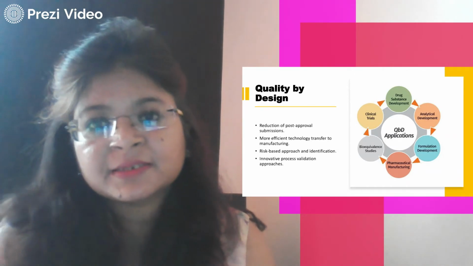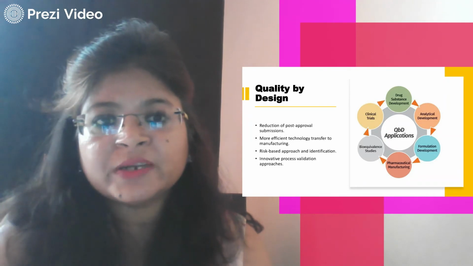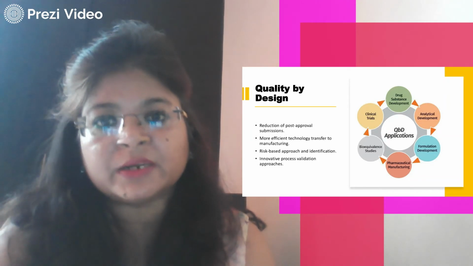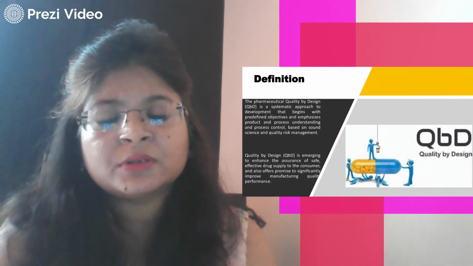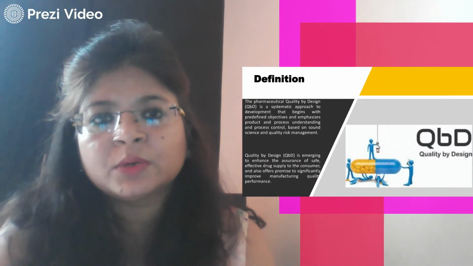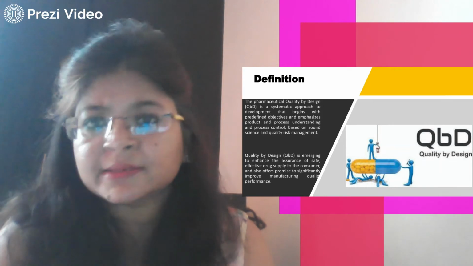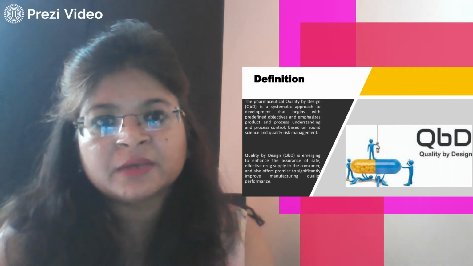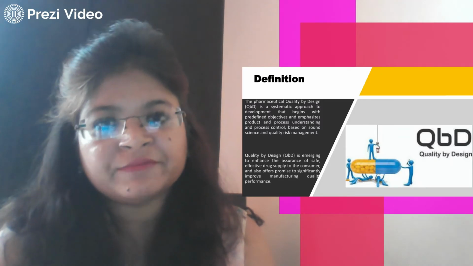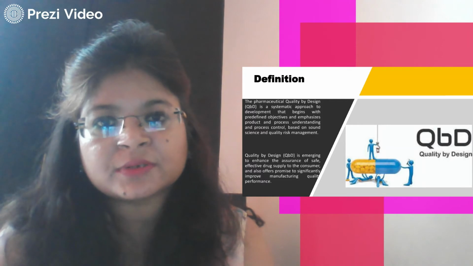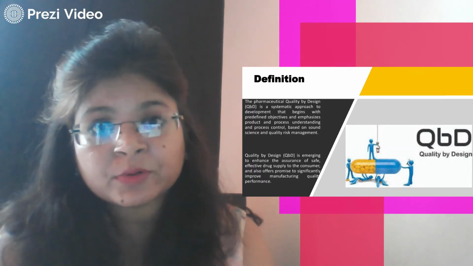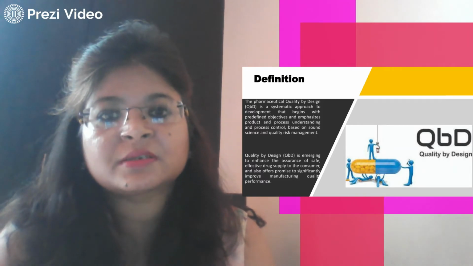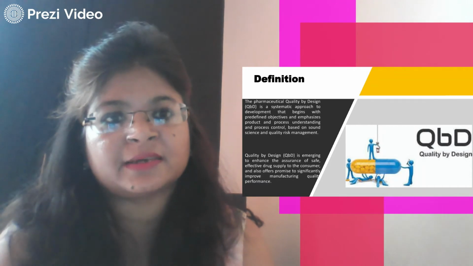Moreover, nowadays this is considered an innovative process and has better validation approaches. So when we talk about the official definition of quality by design, it simply says that it is a systematic approach to development which begins with predefined objectives and emphasizes product and process understanding and process control, based on sound science and quality risk management.